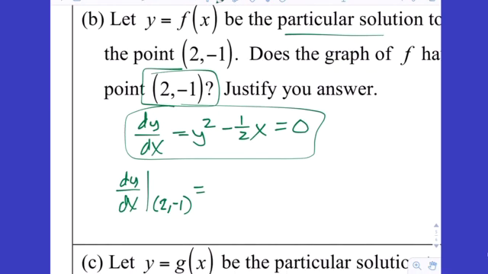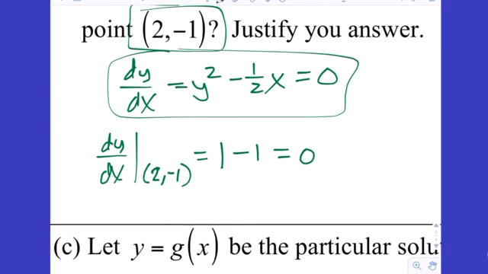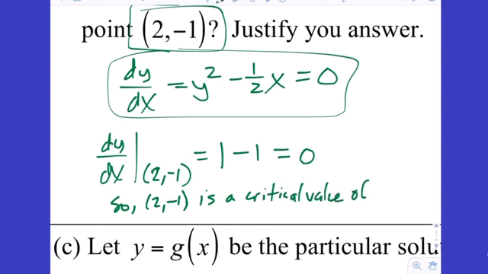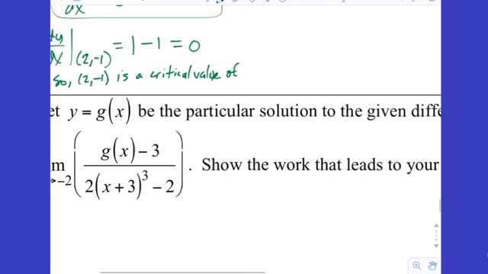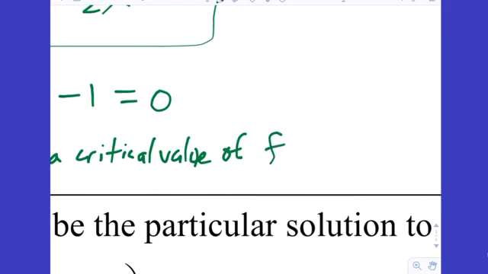So we'll plug in a 2 for x and a -1 for y. So -1 squared is 1. If you plug in a 2 for x, you get -1. That's 0. So we do get 0, right? So now we'll say, so (2, -1) is a critical value of, and do they name the function f? Yeah, they said y equals f of x. So it's a critical value of f of x.